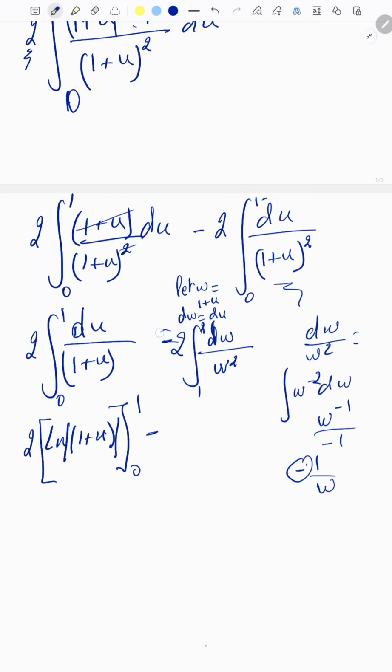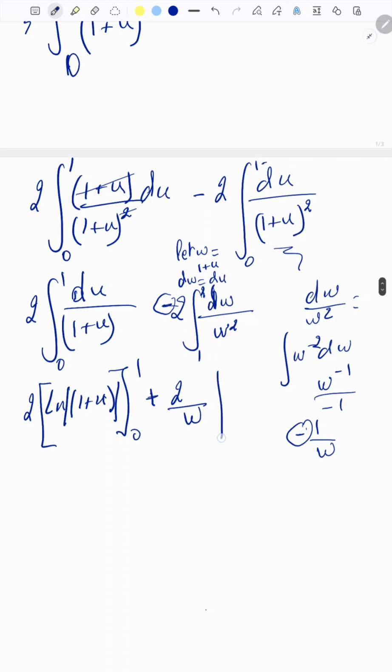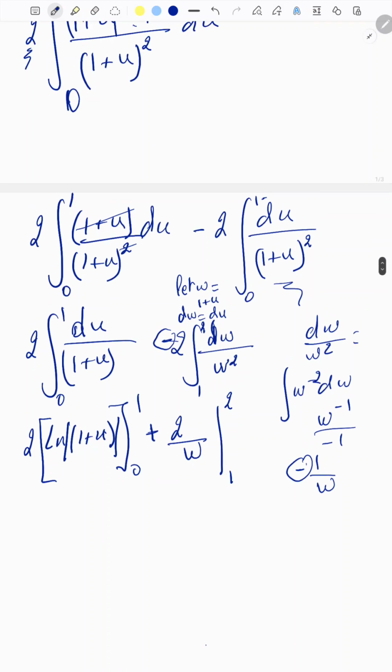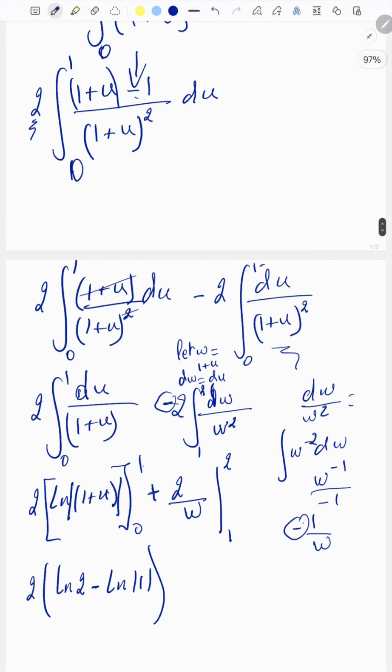So here the minus and the minus become plus, 2 divided by w, because 2 times 1 is 2, and that is between 1 and 2. Now, let's replace u by 1 here first, and then the second time by 0. So it becomes 2 ln of, if I replace u by 1, it becomes 1 plus 1, ln of 2, minus, if I replace u by 0, it becomes ln of 1. But we know ln of 1 is equal to 0.